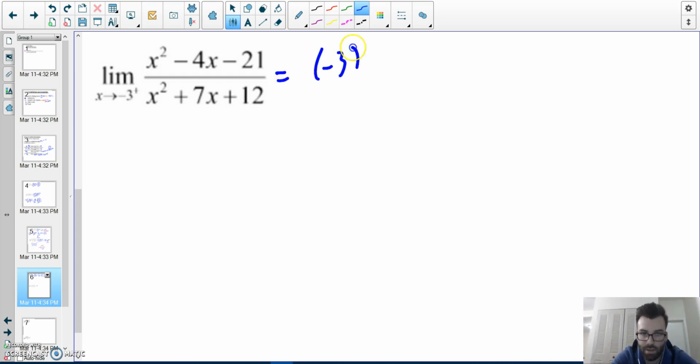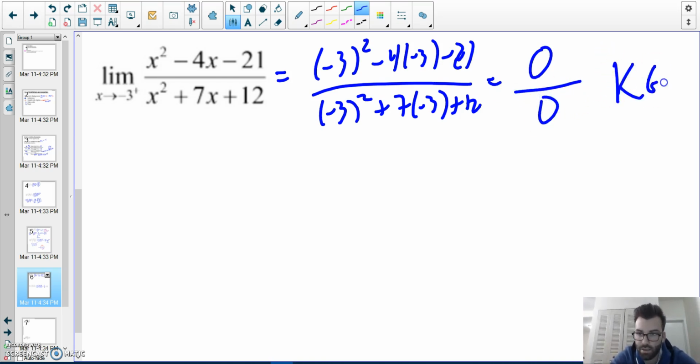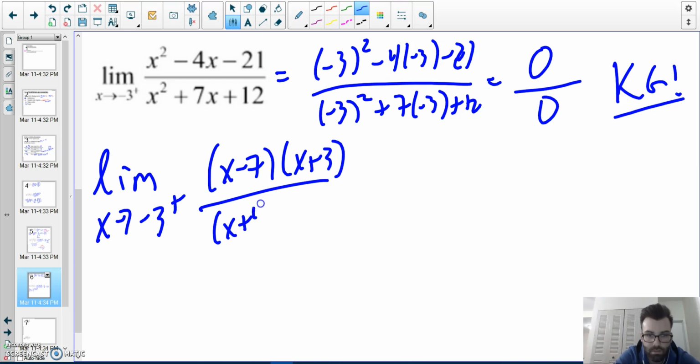So if I plug in negative 3, negative 3 squared plus 7 times negative 3 plus 12, what do I get? I get 0 on top over 0. So keep going. The first thing we want to try to do is factor. Factor the top, I get x minus 7 times x plus 3. Factor the denominator, I get x plus 4 and x plus 3.